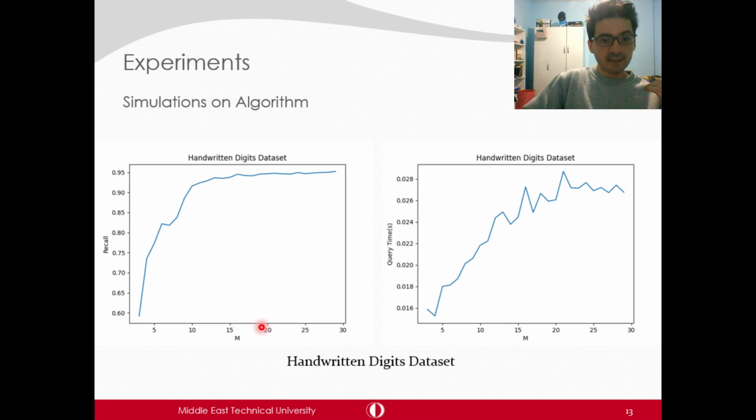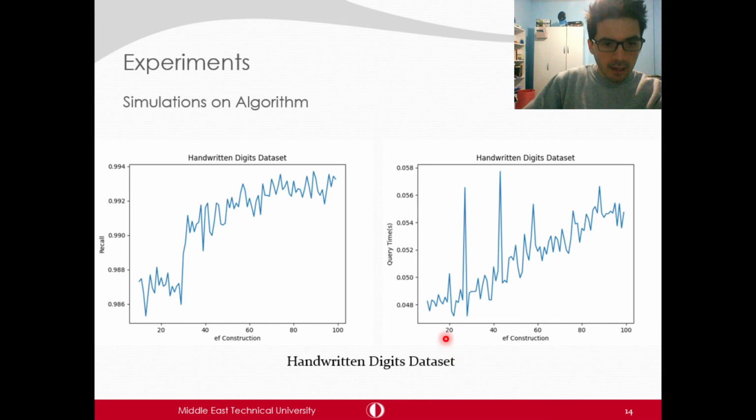So the M value, again, was 5 in the iris dataset, but here we are using 15 to have a saturating recall at a high value. The M value also increases the query time, like in the iris dataset. And for EF construction, we have the same observations again, but here there is a jump in performance.